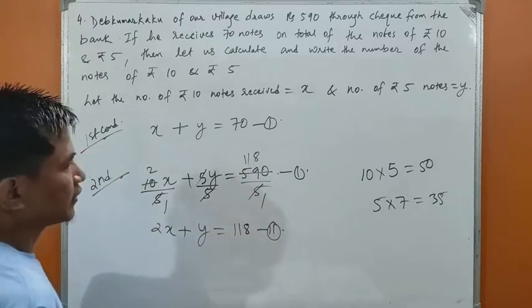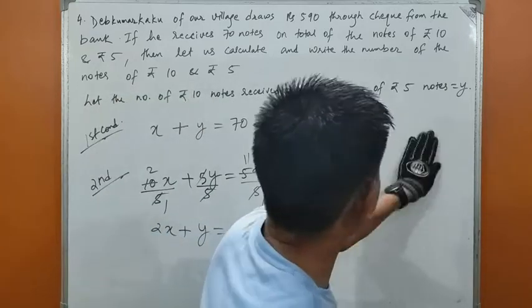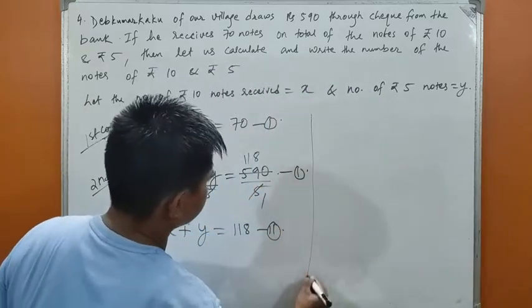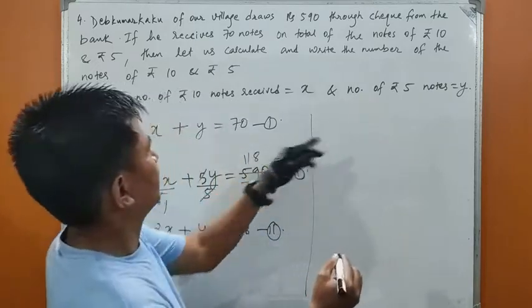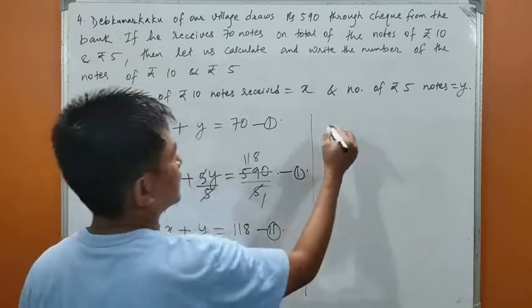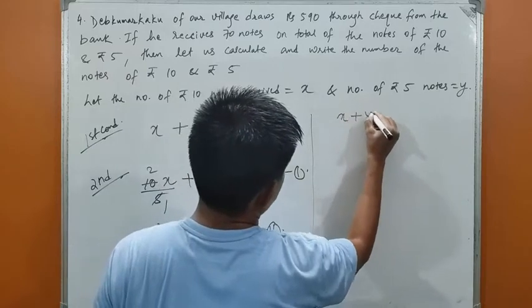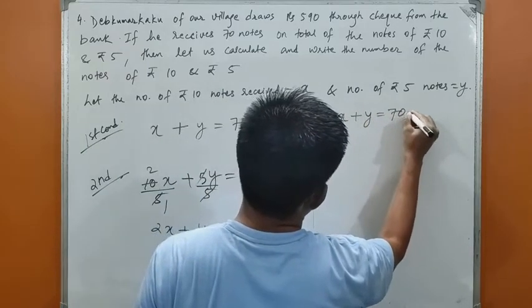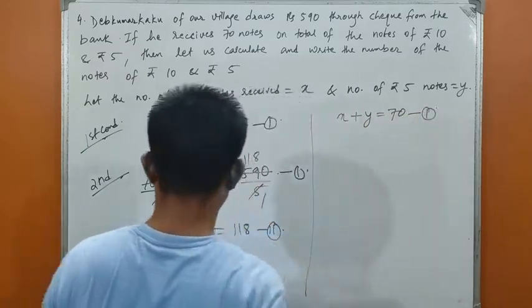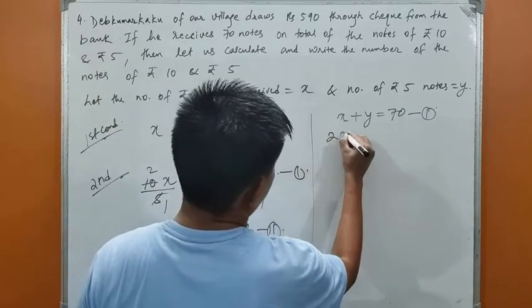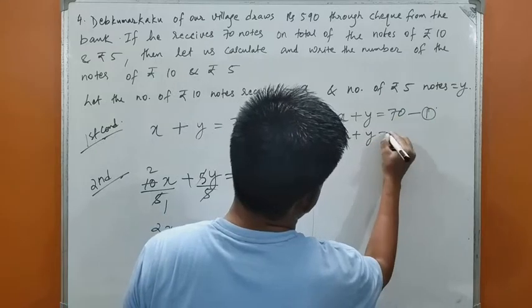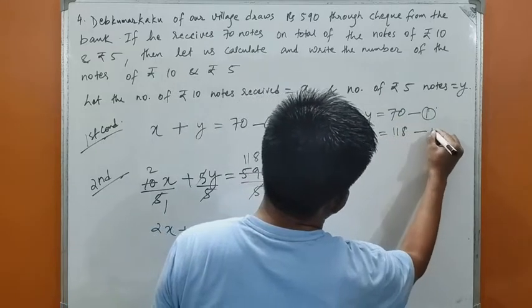Now let us solve equations 1 and 2 and find the values of x and y. So x plus y is 70, equation 1. And equation 2, 2x plus y equals 118, isn't it? This is equation 2.